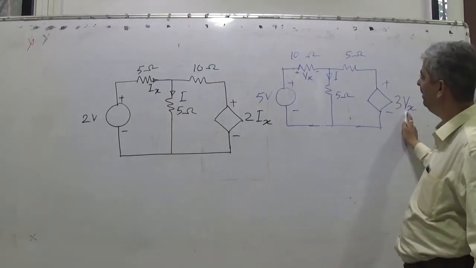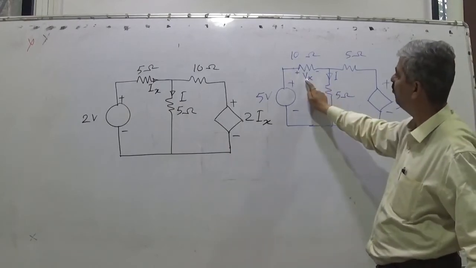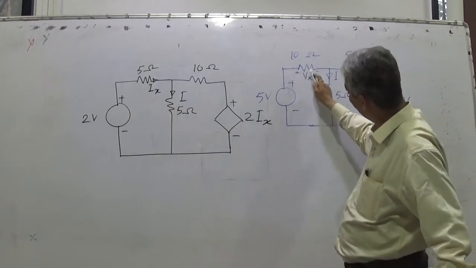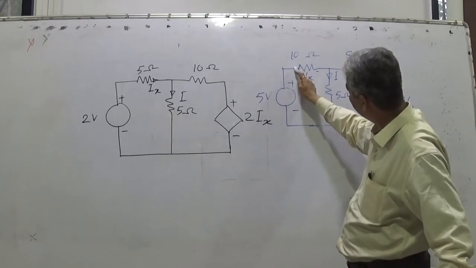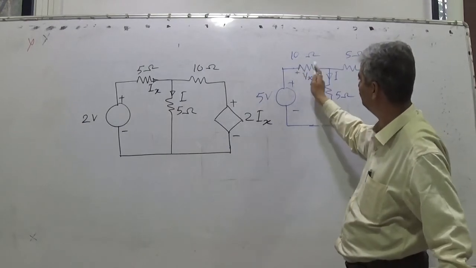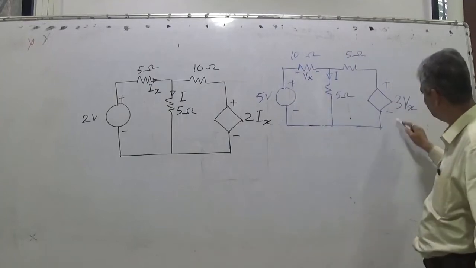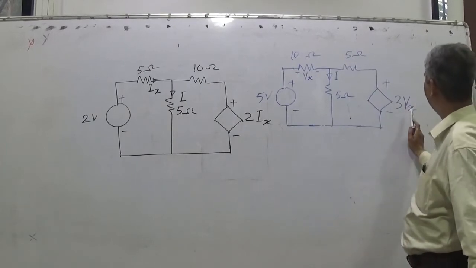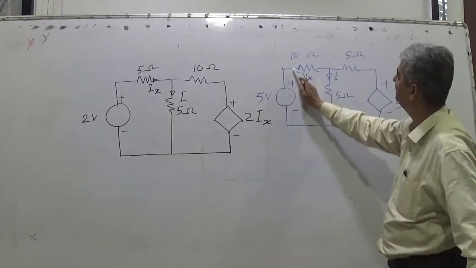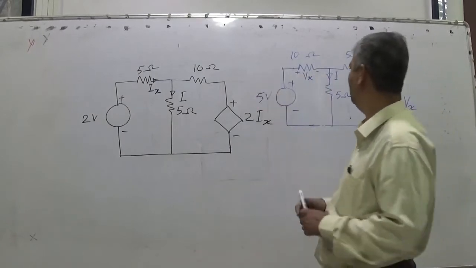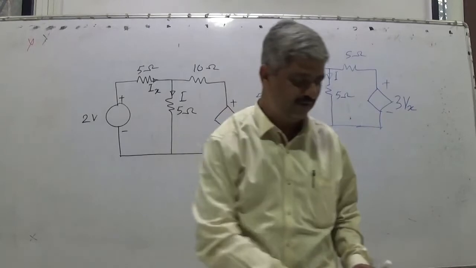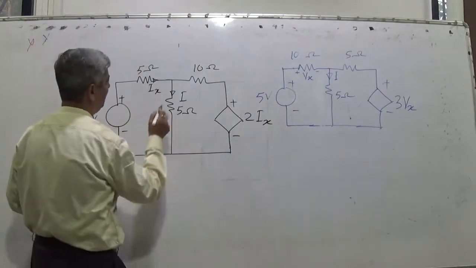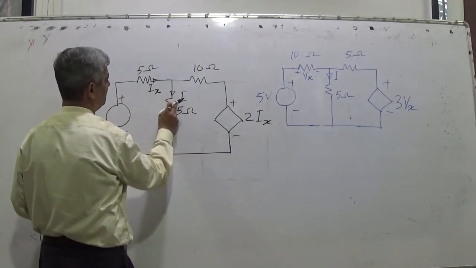So it is 3Vx. What is Vx? Vx is the voltage across this, and this plus and minus is shown so that Vx is to be measured from this to this. So this is a current dependent voltage source, and this is a voltage dependent voltage source whose voltage is this one. Now the question in both cases is to find current I. You can apply Kirchhoff's law very easily. This is Ix, this is Ix, this is I.